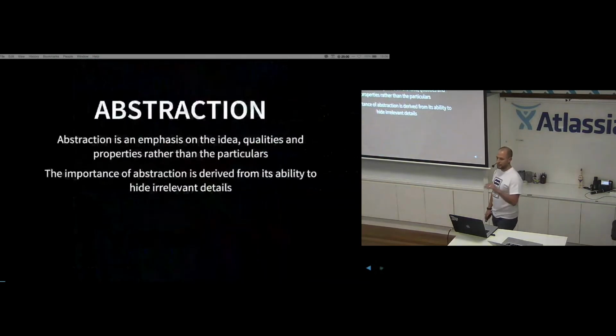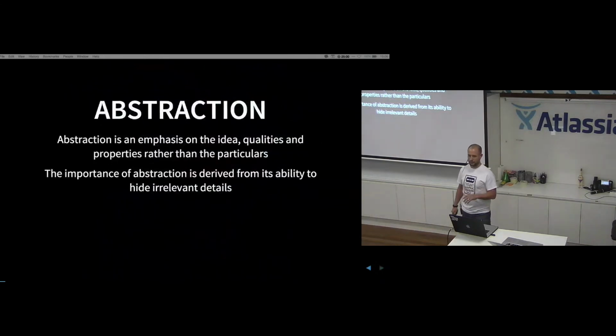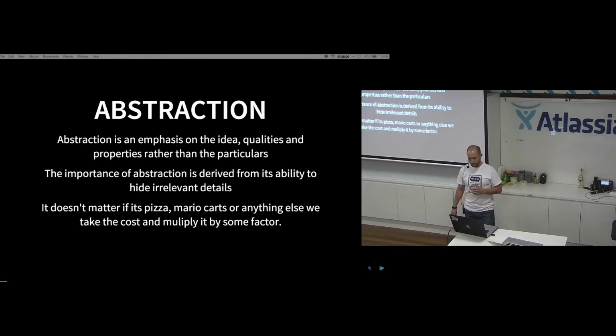Abstraction is the emphasis on the idea, the qualities, and the properties, rather than the particulars. The importance of abstraction is it hides irrelevant detail, so we can focus on exactly what we're trying to solve. So it doesn't matter if it's pizza or Mario Kart. What matters is we take the two values and we multiply by a number. So we get rid of the pizza and the Mario Kart in both situations.